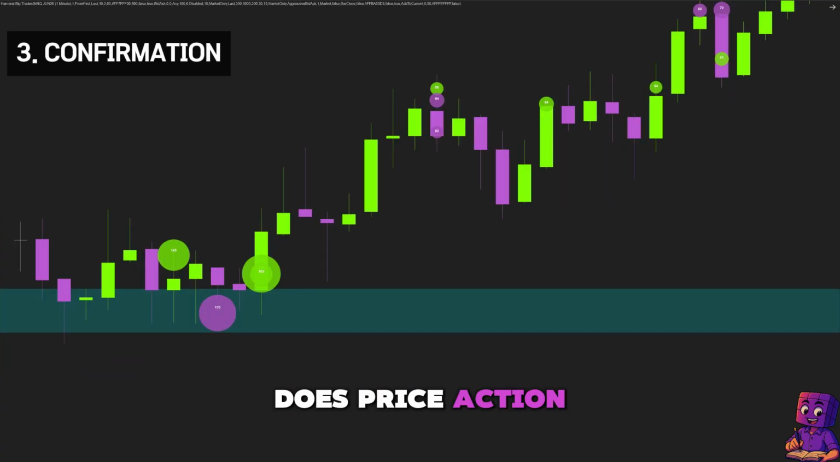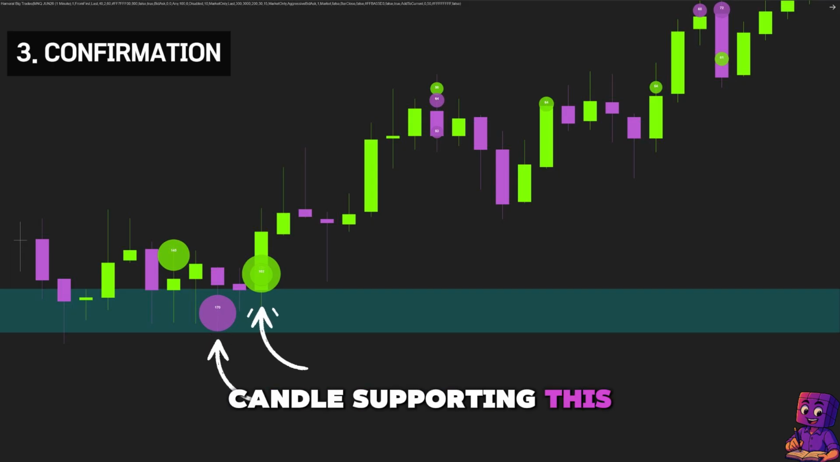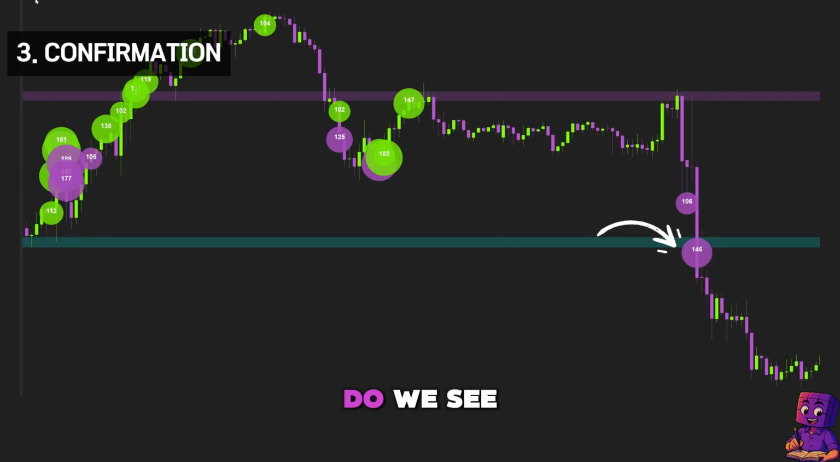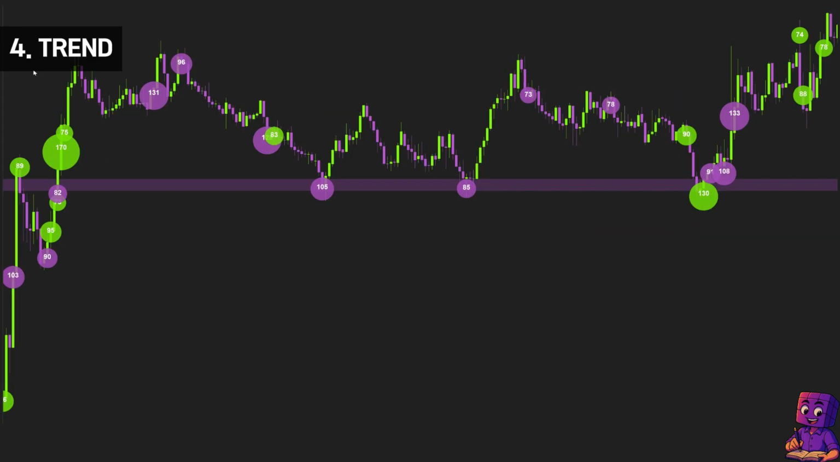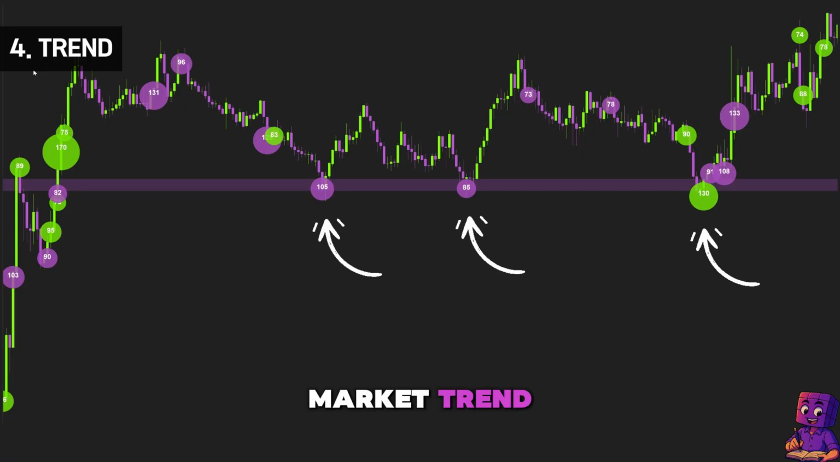Confirmation: does price action validate it? For reversal, do we see long wicks on candles and the bubble is placed on the wick? Is the next candle supporting this move? For breakout, do we see the bubble on a big impulsive candle that is breaking the level? Is the next candle following the intention? Trend: does it align with the bigger market trend? Is it a continuation or high probability reversal?